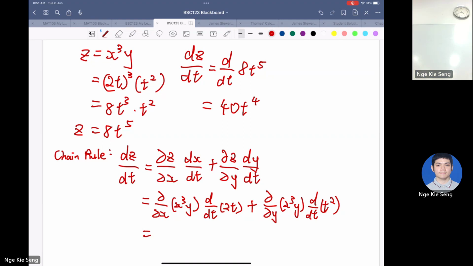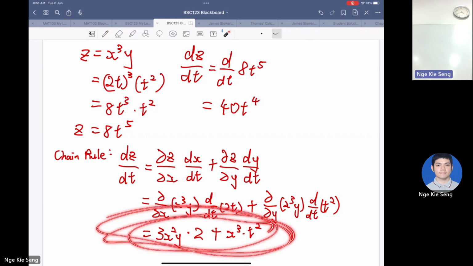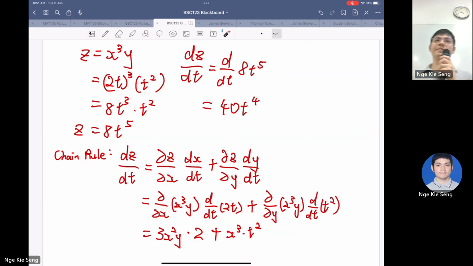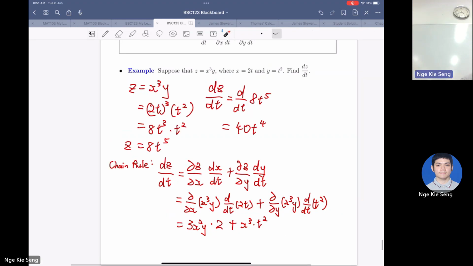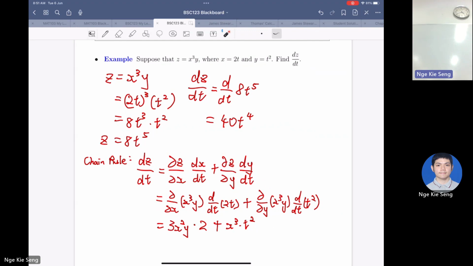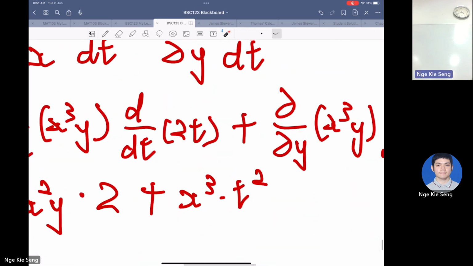So if you differentiate x cubed y with respect to x, what do you get? 3x squared times y, right? And then multiply by 2, plus x cubed times 2t. Okay, so what happened here? You have x, you have y, you have t. So what to do? You substitute x equals 2t and y equals t squared so that everything is in terms of t.